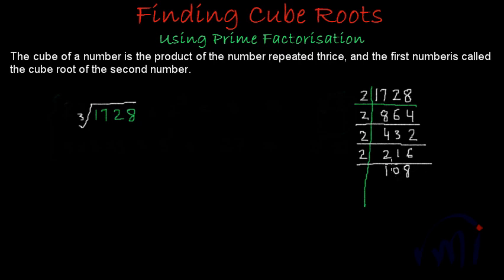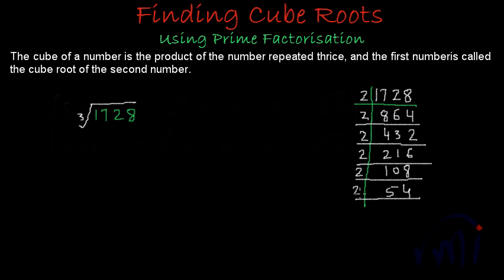Yes, so when 216 gets divided by 2, we will get 108 as quotient. And this 108 is also an even number, so it will be divisible by 2. 2 fives are 10, 2 fours are 8.